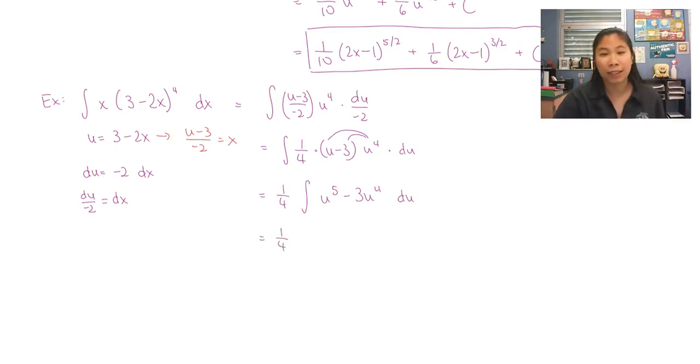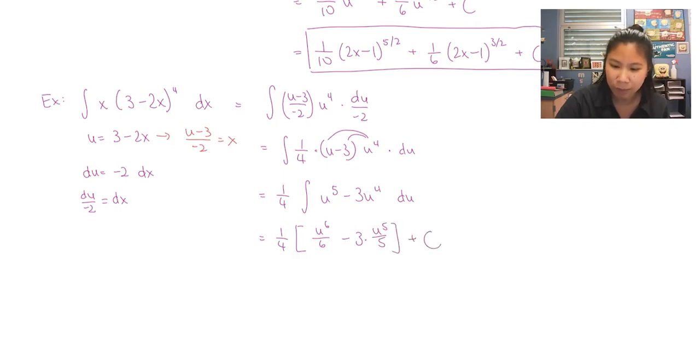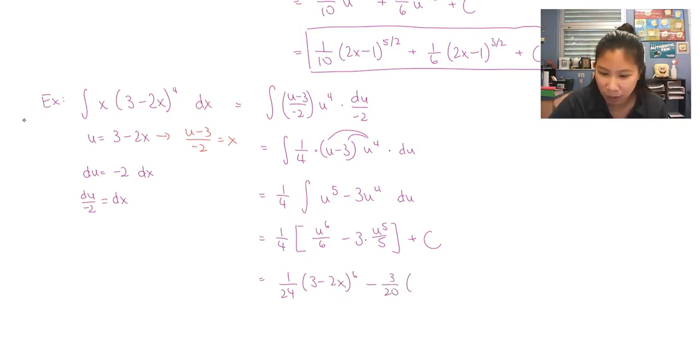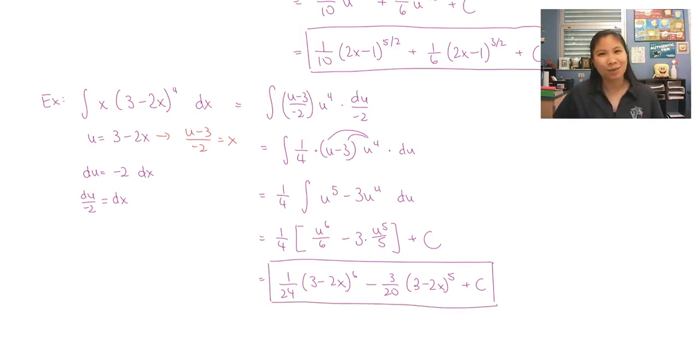And then I can just integrate that now using the power rule. So it'll be u to the 6th over 6 minus 3 times u to the 5th over 5 plus c. And then multiply everything out with the 1/4. And I'm just going to save myself some time here and replace the u with my 3 minus 2x. So this will end up being 1/24 times (3 minus 2x) raised to the 6th power, minus 3/20 times (3 minus 2x) raised to the 5th power plus c. And there we go. Not too bad.